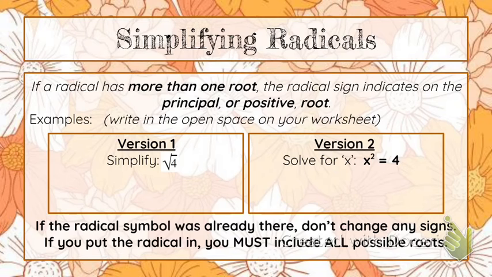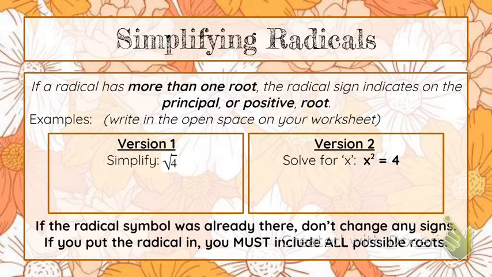The next section of your notes talks about simplifying radicals. So real quick, it gives you a note. It says if a radical has more than one root, so if it's an even index, then the radical sign indicates only the principal or positive root. So it's kind of like saying this is the most important root. Or the traditional one. It's called the principal root, and it is the positive one.